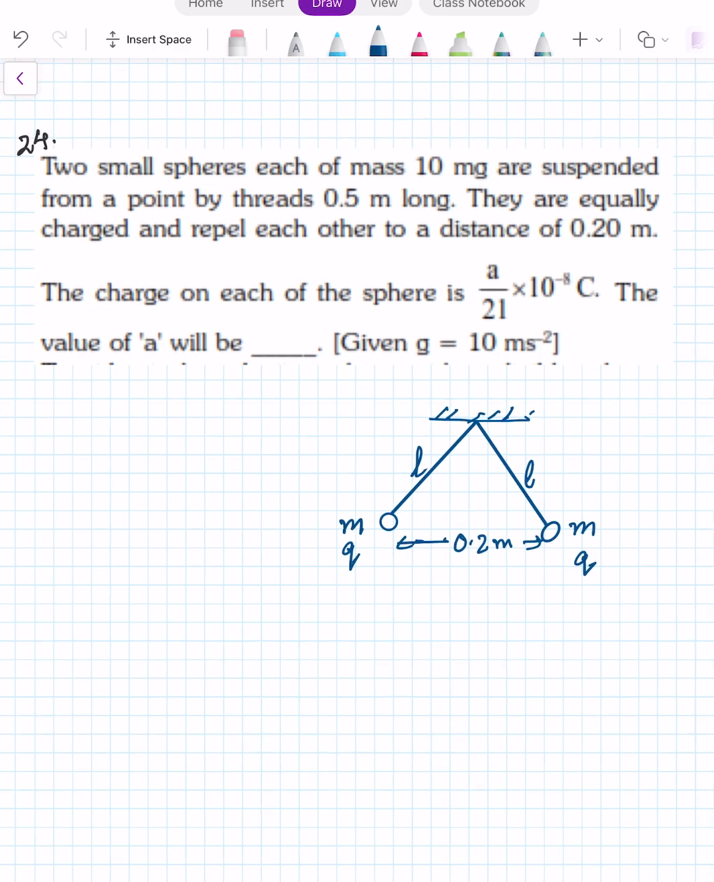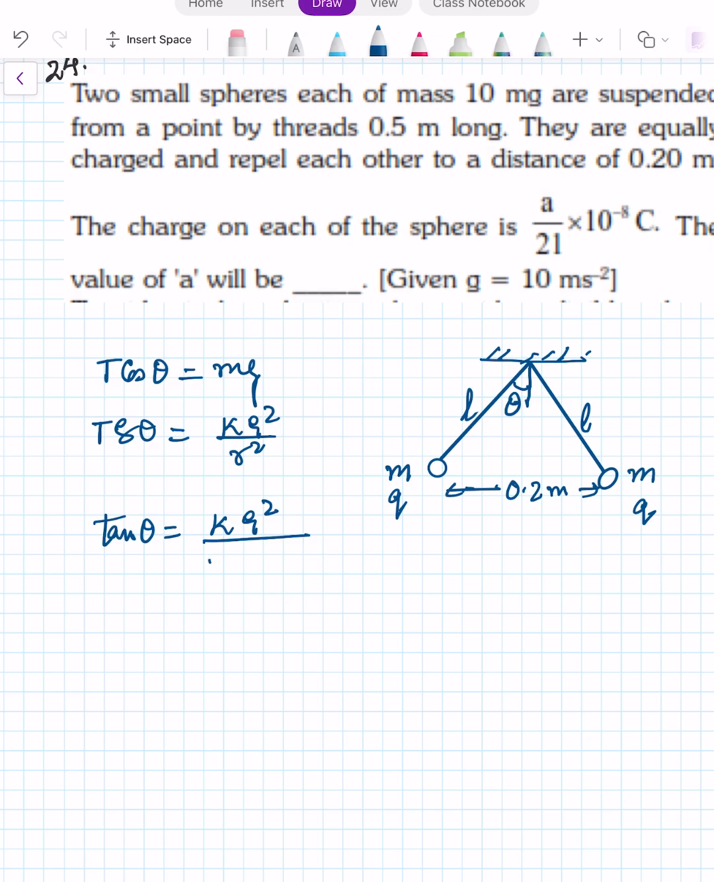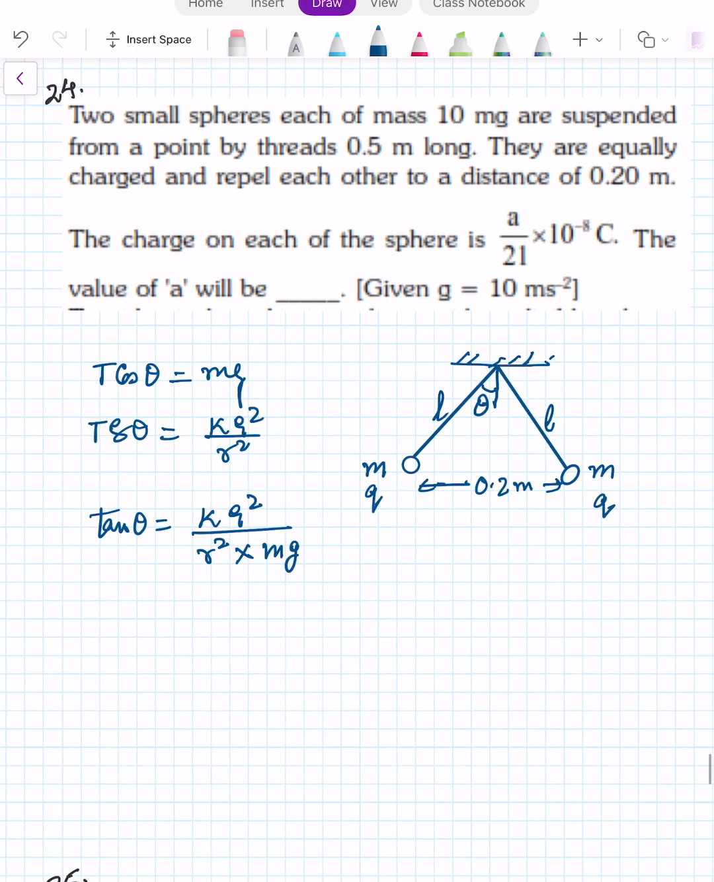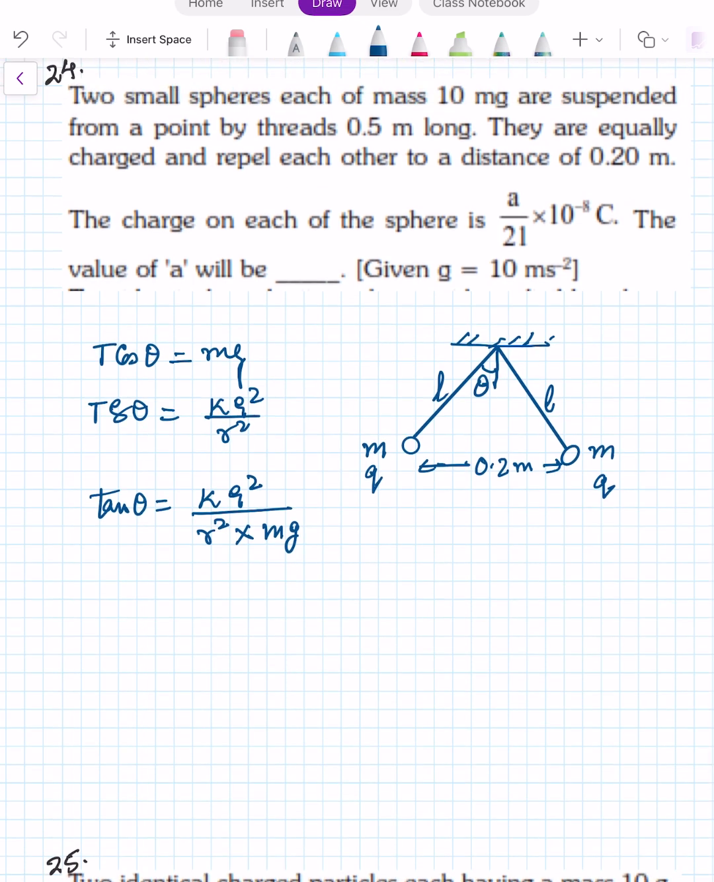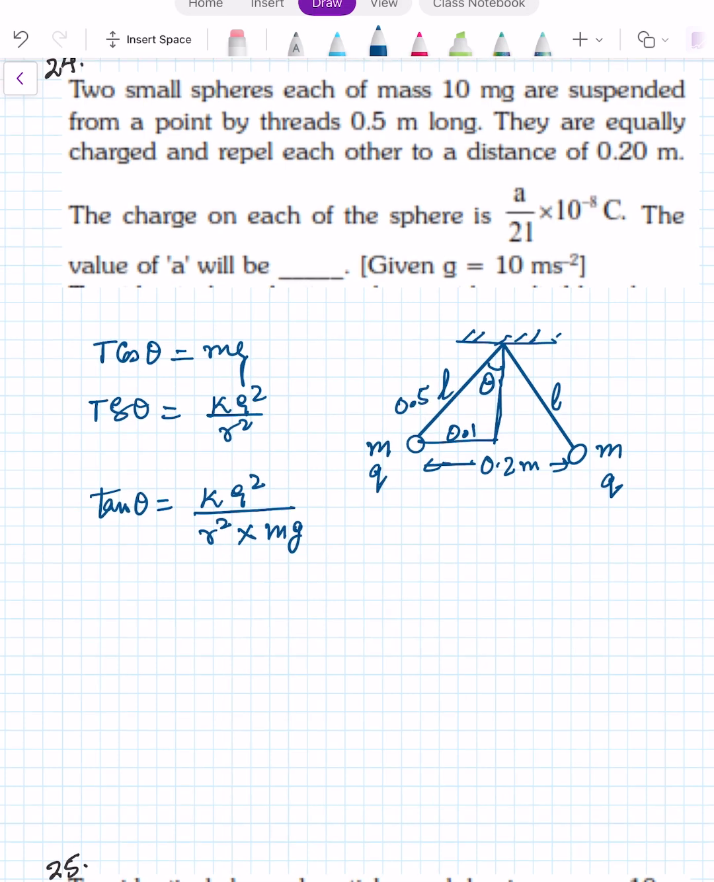So I'm writing, if this angle is theta, directly T cos theta is equal to mg, and T sin theta is equal to kq square upon r square. Tan theta is equal to kq square upon r square into mg. Now theta will be how much, you see? This is 0.1, this is 0.5. It is given. So tan theta is equal to perpendicular, that is 0.1, upon base. Base is going to be root of 0.25 minus 0.01. Base is this value, right? So this is the tan theta.